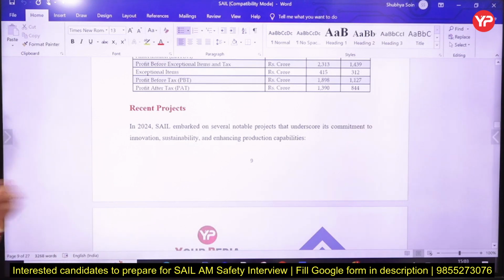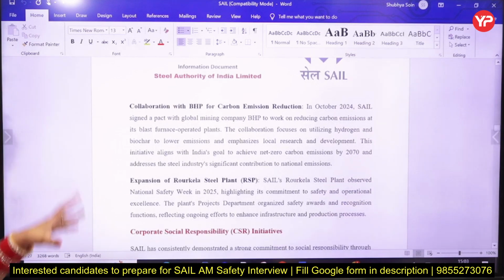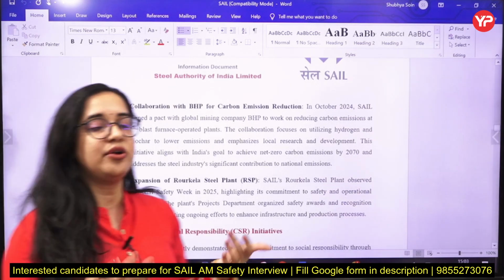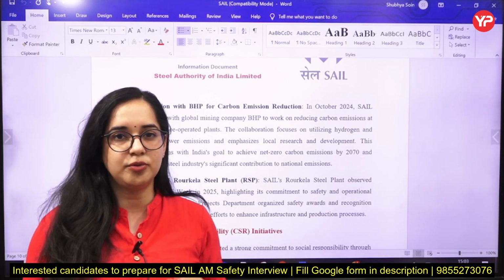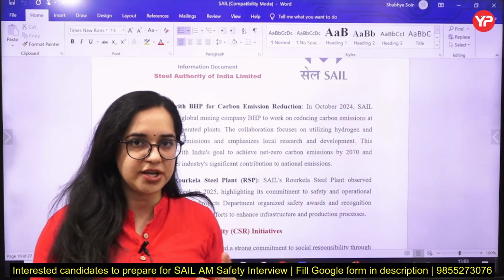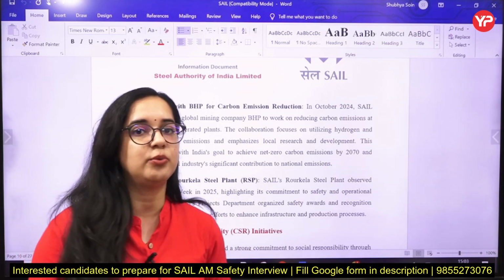Now, what are the recent projects being carried by SAIL? This is something very important. Can you list out your interest, why you're interested in SAIL, why not any other organization? It could be that you tell about certain projects carried out near your state, or you have a certain inclination towards it, and that is why you want to join this sector.